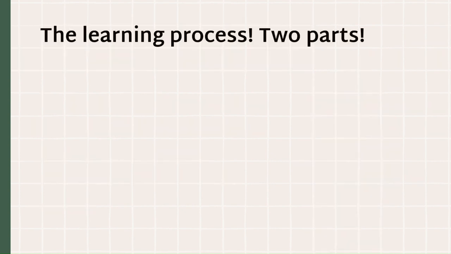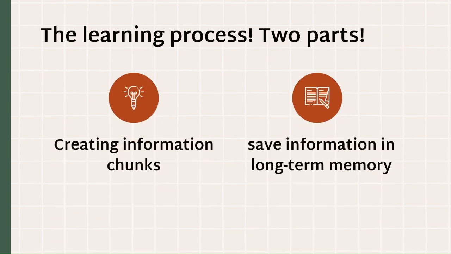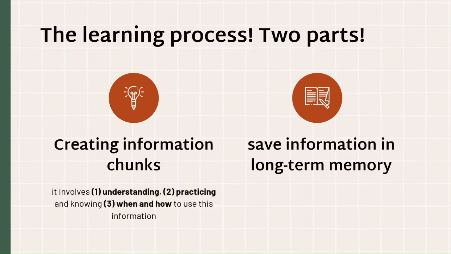The learning process includes two parts, or we can say two processes. The larger process is the learning process, and the smaller parts are, first, creating information chunks, and the second part, saving information in long-term memory. What is creating information chunks? Okay, I will tell you, but we can say it involves understanding, practicing, and knowing when and how to use this information. After this process, you will save the information in short-term memory, right?